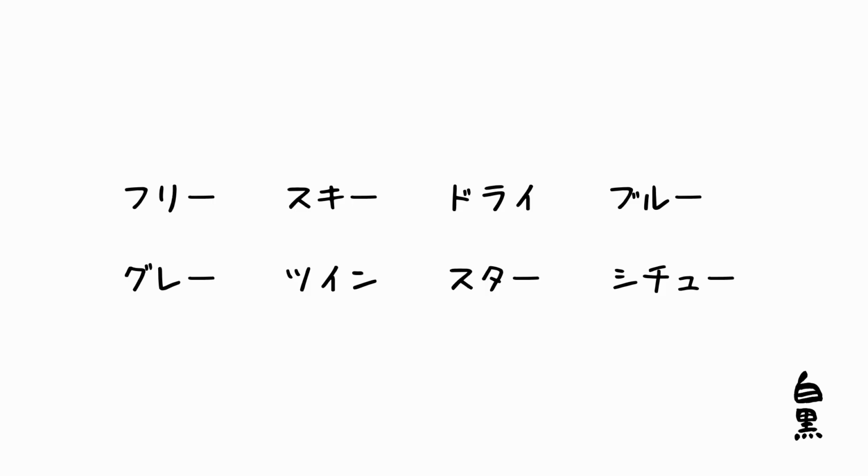Loanwords are much simpler. Common examples of which include フリー、スキー、ドライ、ブルー、グレー、ツイン、スター、シチュー. You may have noticed similarities in rhythm compared to one of the categories of Sino-Japanese words that I just showed you. Feel free to share your observations in the comments.